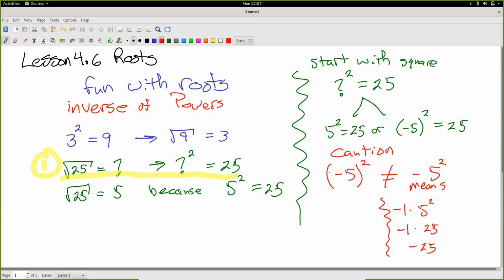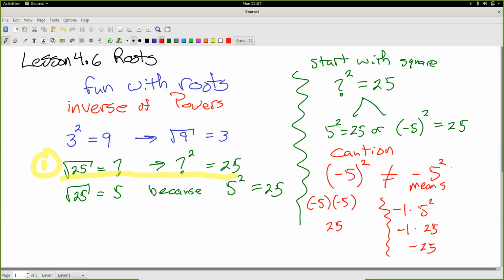If I use the notation where I have (-5) in parentheses, I'm squaring the parentheses. That means take the parentheses and multiply it by itself. There happens to be a -5 inside the parentheses. Negative times a negative is a positive. 5 times 5 is 25. So you can see that the square of -5 is not the same as -5 squared.